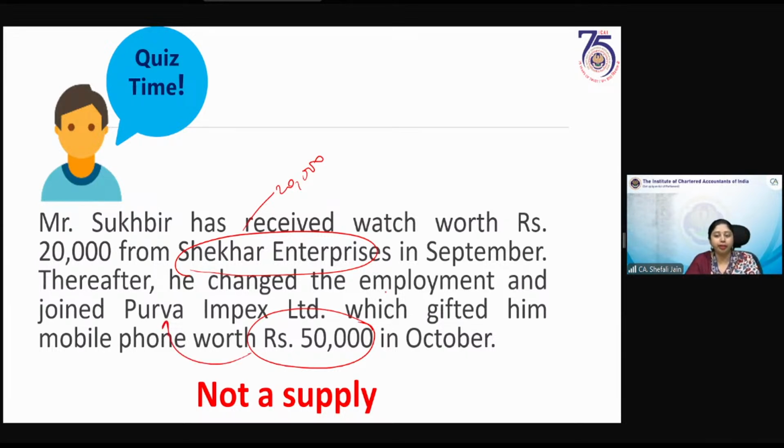Many of you have pointed it out correctly, and I'm very happy that you were able to identify and appreciate this point: gifts received from two different employers cannot be clubbed. Had the value here, instead of 20,000, been 60,000, and here 55,000, then both these gifts would have become supply. If the value exceeds 50,000, then we have to see individually. But we cannot club the gifts received from two employers by one person, because the suppliers are different. We have to see it employer wise.